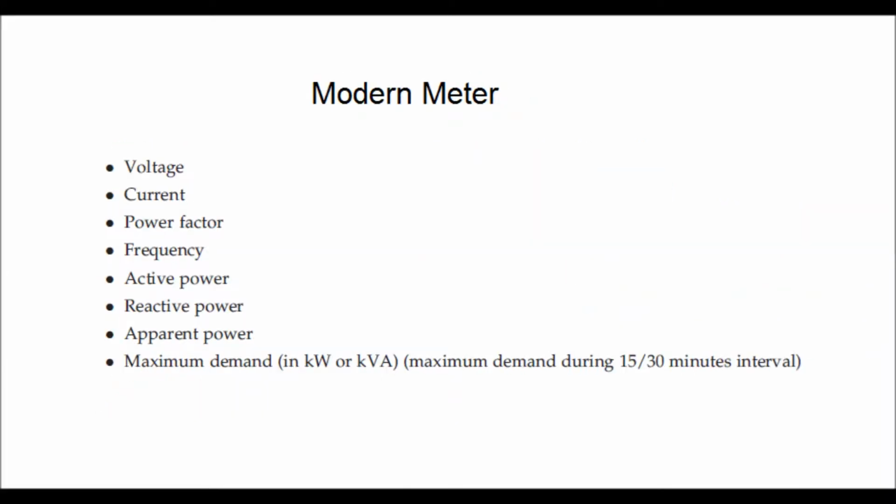Features of modern energy meters: it can measure and show the voltage of the phases, the current, and the power factor, that is, at what power factor a consumer or a bulk supplier is drawing power, and the frequency of the load. It also shows the measurement of active power, reactive power and apparent power. Maximum demand in terms of kilowatt or kVA, maximum demand during a 15 or 30 minute interval.